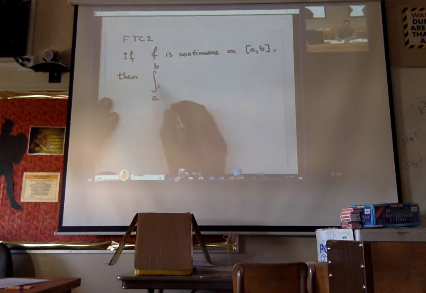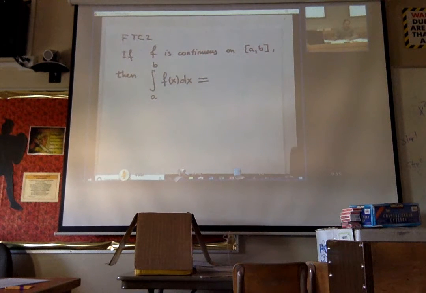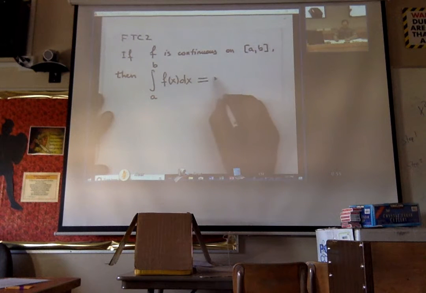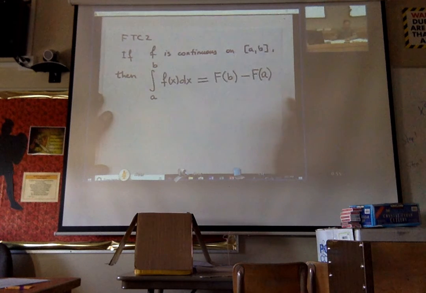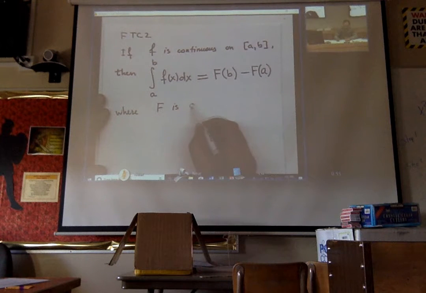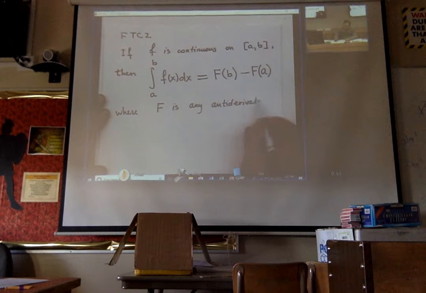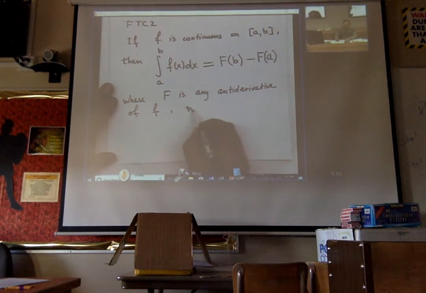Then the integral from a to b of f of x dx equals this. And that's where the key is. It equals capital F of b minus capital F of a. And now let's explain what that is, okay? Where capital F is any antiderivative of lowercase f such that capital F prime equals lowercase f.